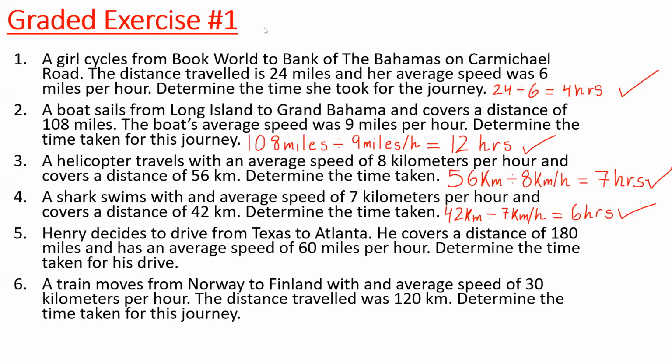Henry decides to drive from Texas to Atlanta. He covers a distance of 180 miles and has an average speed of 60 miles per hour. Determine the time taken for this drive. Good. So how are we gonna get an answer? Multiplication? No, we're not gonna multiply. You see all these division signs here? What are we gonna do with the 2 numbers? Division. What numbers are we gonna divide? 180 by 60.